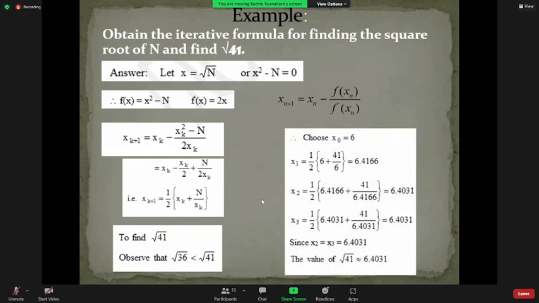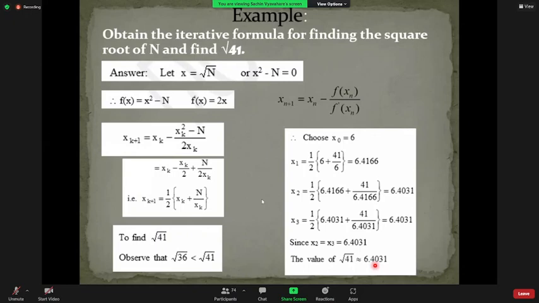And here is the final answer. So x1 is calculated here. How is x1 calculated? With this formula: x1 is 1 by 2 (x0 plus N upon x0). What is x0? x0 is 6. Capital N is 41, so 41 upon 6. So here it is written, and that is x1, then x2 and x3. You will observe this answer is correct up to 4 decimal places. Any doubt?